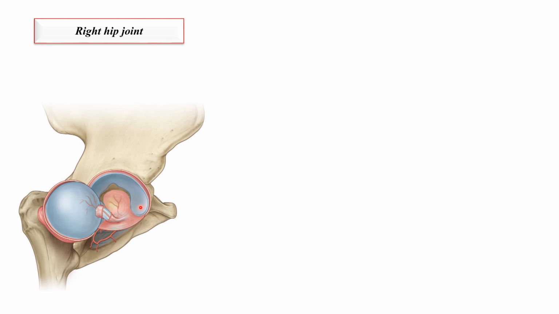The type of the hip joint is a synovial joint, and the variety is the ball and socket. The ball is the head of the femur and the socket is the acetabulum.